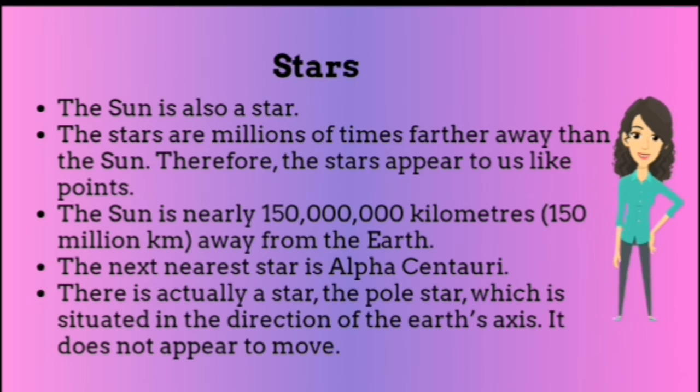Now let us learn about wonderful objects in the sky, that is stars. The sun is also a star. The other stars are millions of times farther away than the sun. Therefore, the stars appear to us like a point. The sun is nearly 150 million kilometers away from the Earth. The next nearest star is Alpha Centauri. There is actually a star, the pole star, which is situated in the direction of the Earth's axis. It does not appear to move. Hence it is called the stationary star.